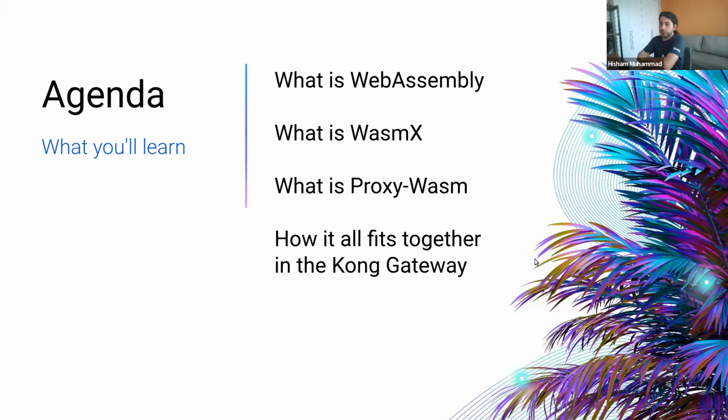For this one, we're going to start from the very beginning to make sure everyone's on the same page. We'll start with a recap of what WebAssembly is, because there's a lot of hype around it, and it's almost always in the context of web browsers. So what is it doing in the gateway, and what does it have to do with Kong? I hope to make that connection clearer. Then we'll proceed with what WasmX is: how are we approaching WebAssembly in the context of Kong?